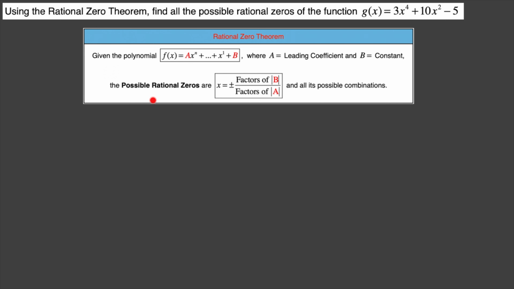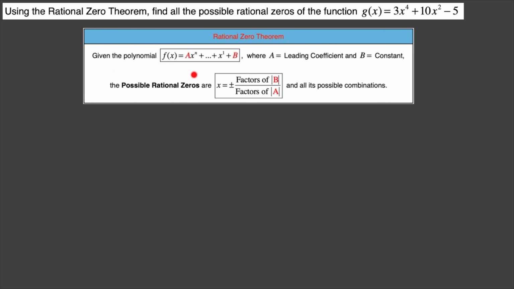So the possible rational zeros are x equals plus or minus, and then all the factors of b, so the constant at the end, over all the factors of a, the leading coefficient, and all its possible combinations. So there's going to be oftentimes a lot of combinations for a polynomial.